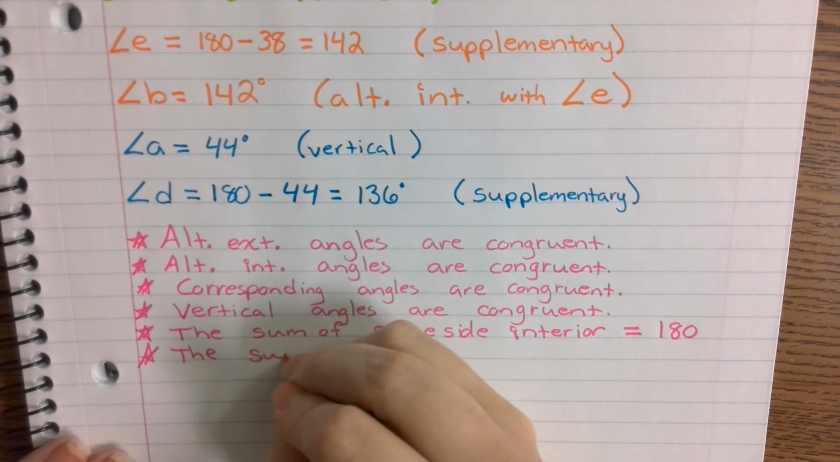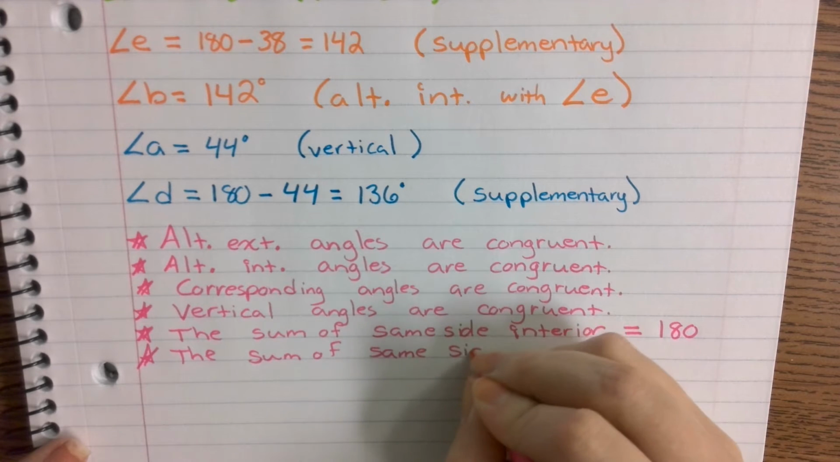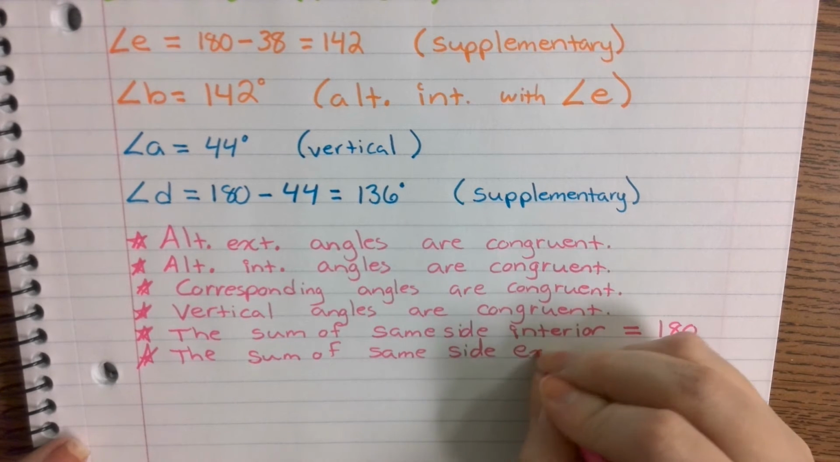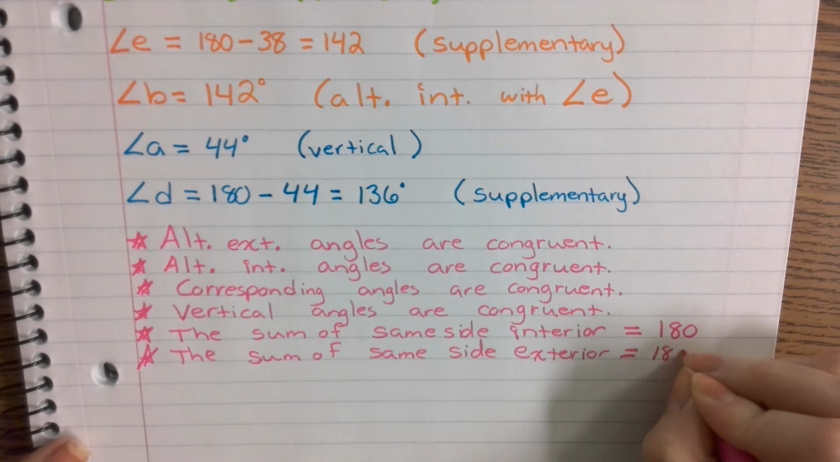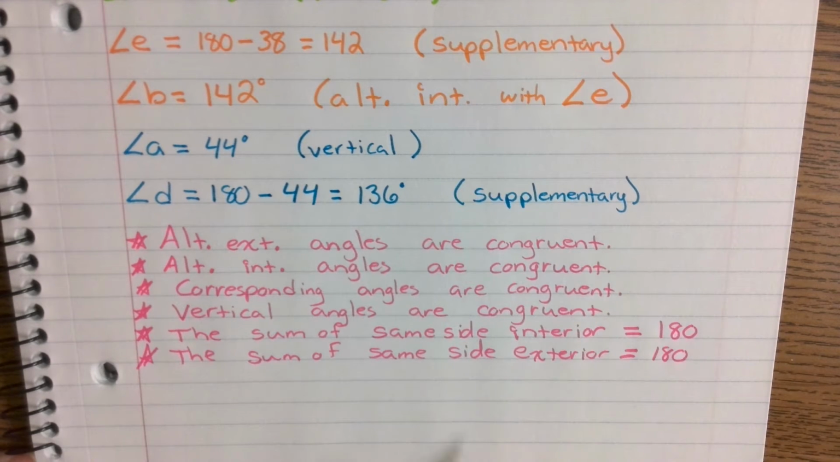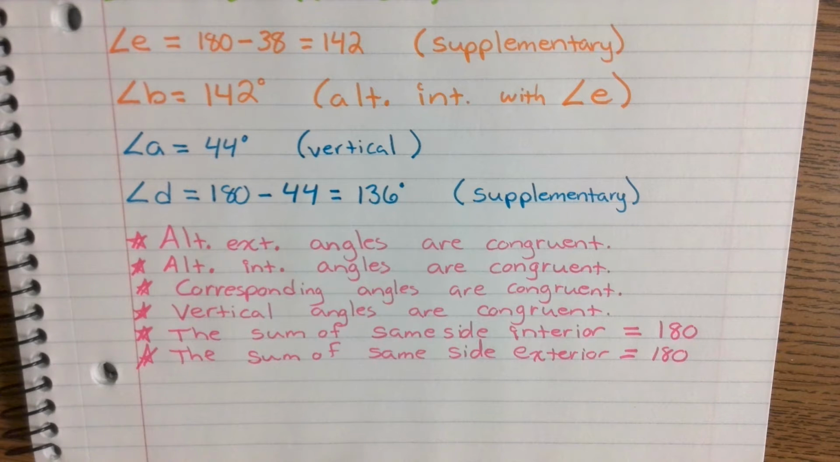The sum of same side exterior angles is also equal to 180 degrees. Same side means they're both on the same side of the transversal. They're both on the left, or they're both on the right, but now they're outside the parallel lines. They're on the exterior of the parallel lines. That will equal 180 because one of them's acute and the other's obtuse.